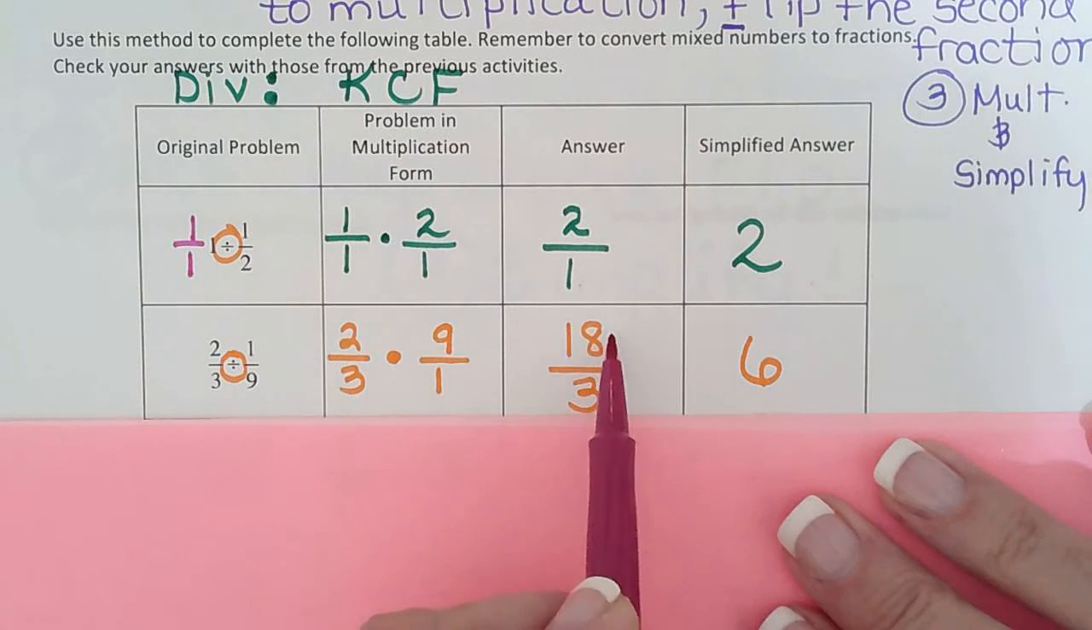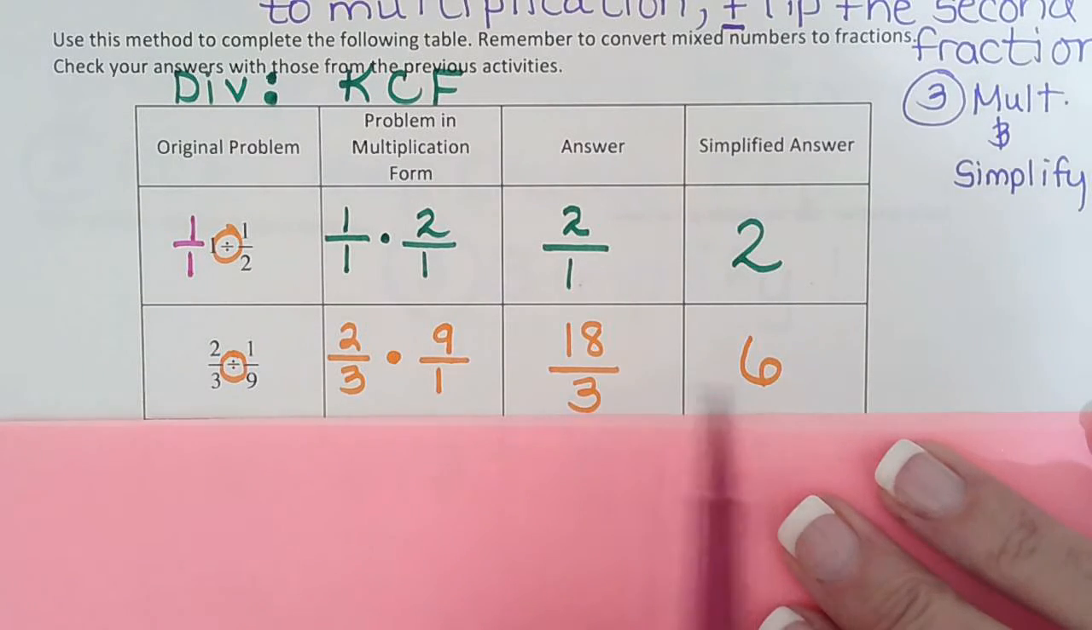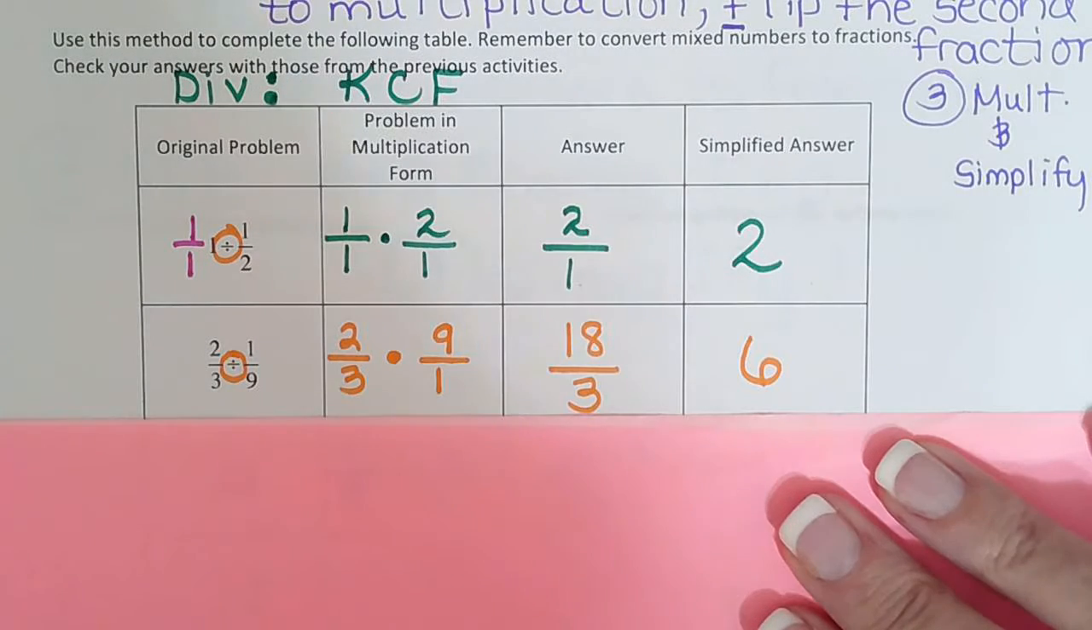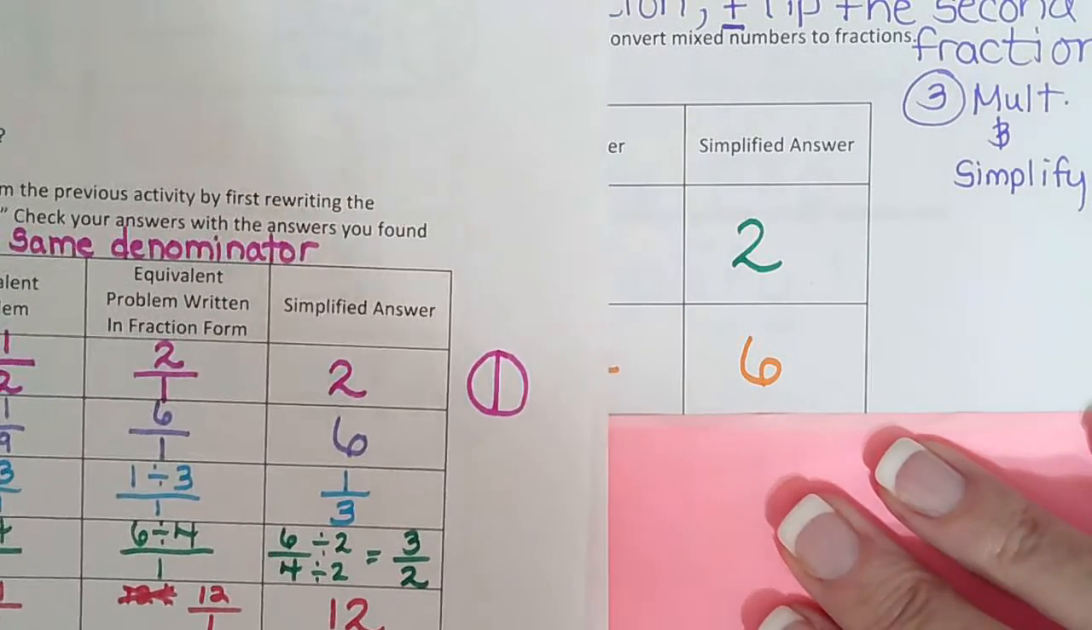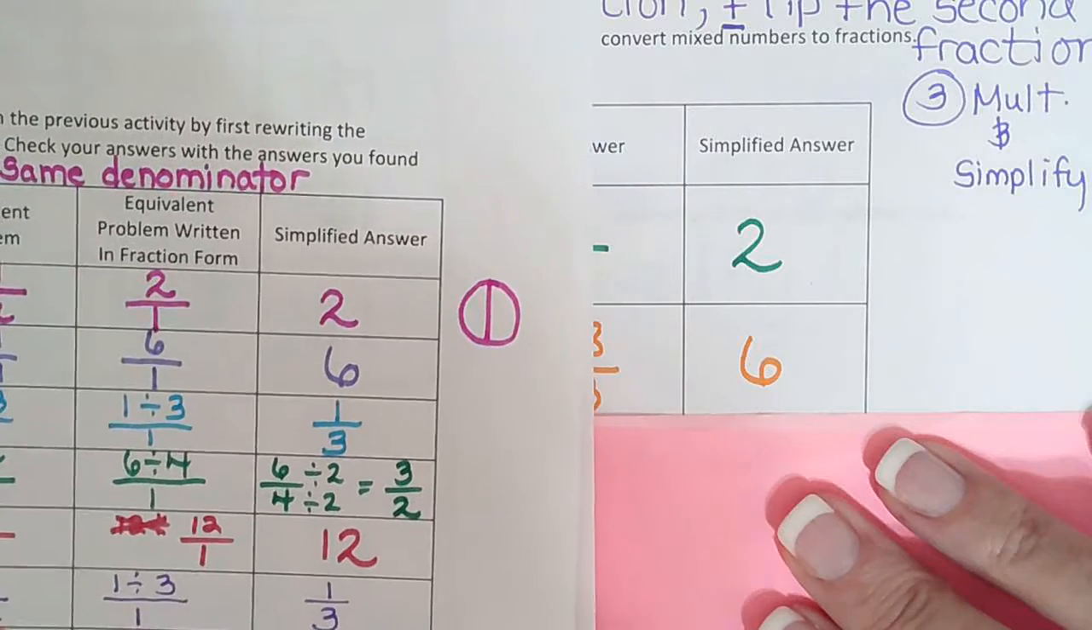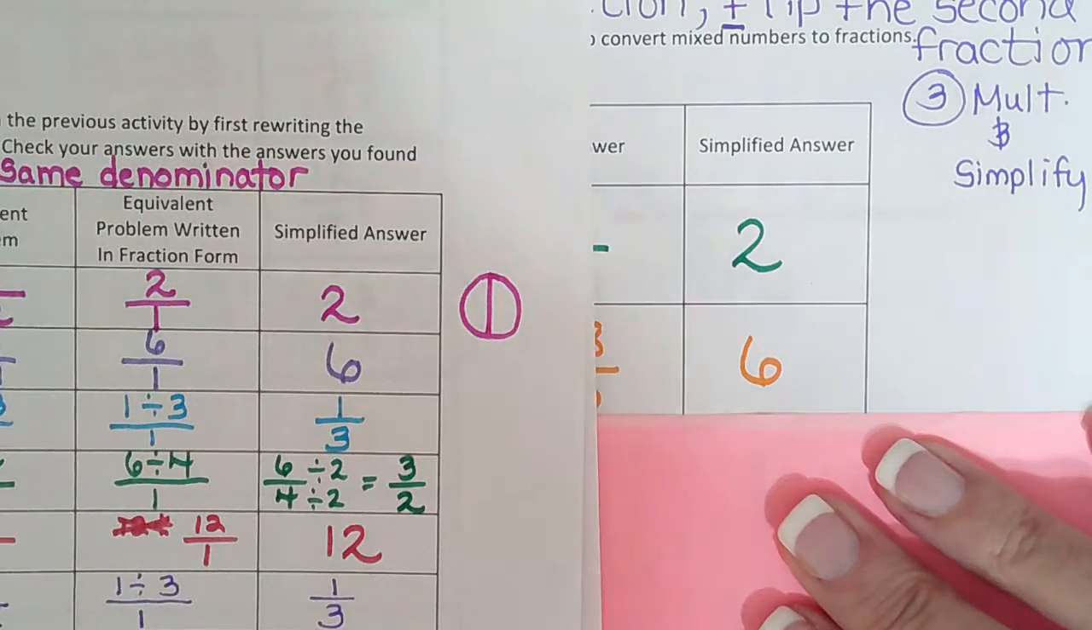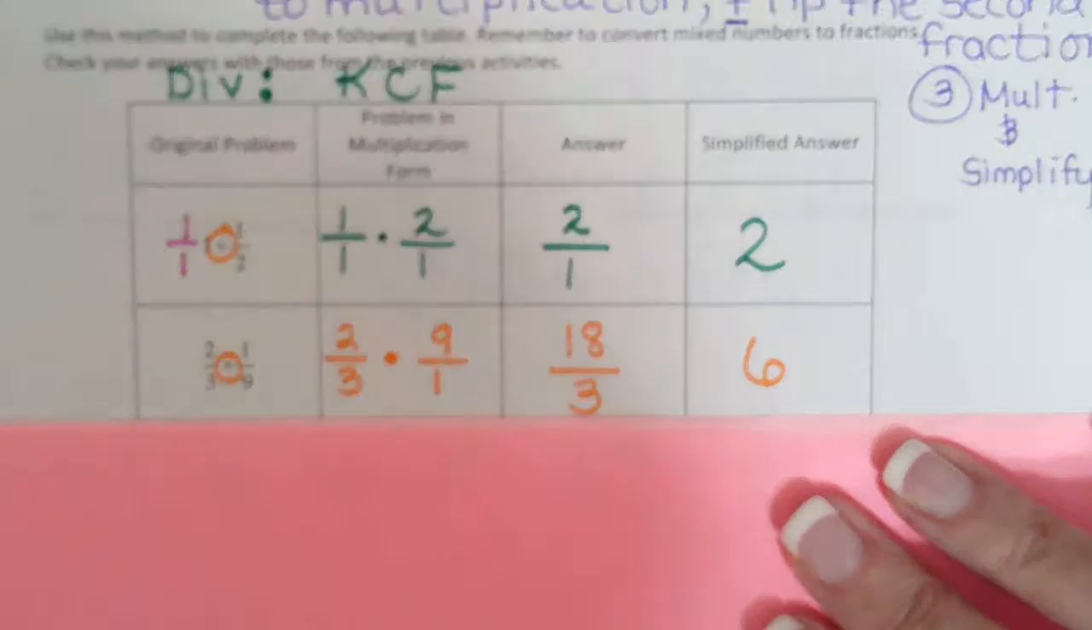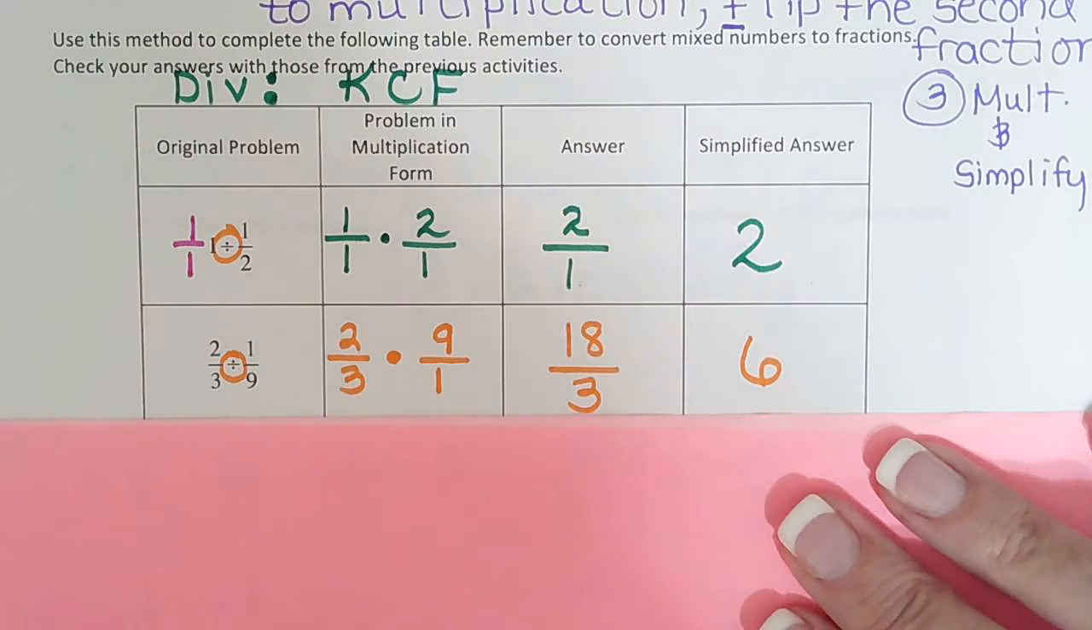Multiply straight across. 18/3. And there's our 6. And if you look back 2 pages, like I said, you'll see those are the same answers we got from finding common denominators. Look at the first 2 answers, 2 and 6, because we're doing the same problems. We're just doing a different method. Because some students will go, well, I don't know which method to use. What if I get it wrong? You won't. All the methods give the same answer, whether we're using rods, common denominators, or keep, change, flip. They'll all yield the same answer.